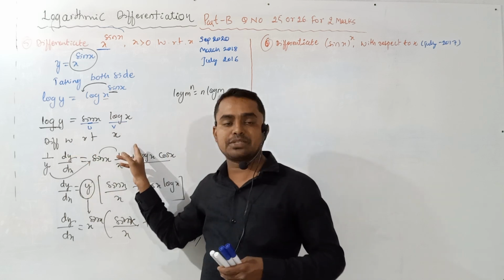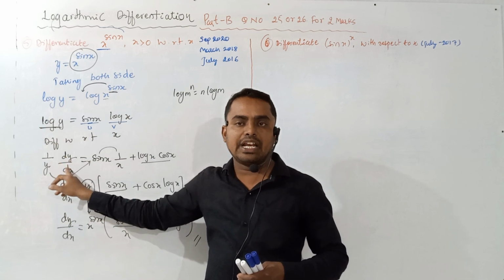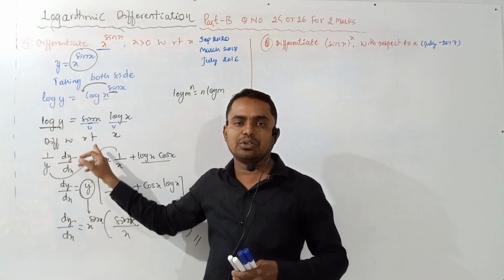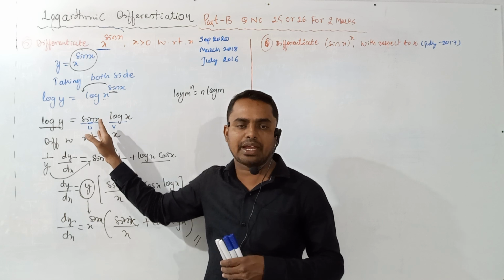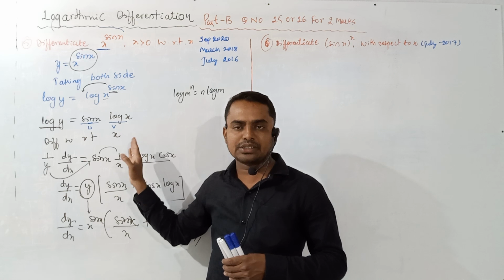Now differentiating with respect to x. The derivative of log y is 1 by y times dy by dx. On the right side we apply the product rule: sin x as it is, times the derivative of log x, which is 1 by x, plus log x as it is.